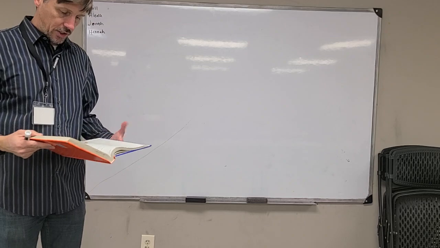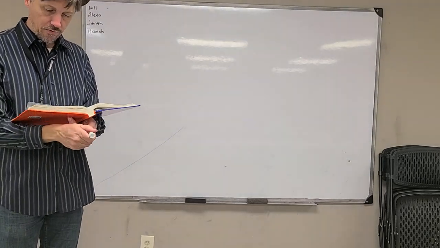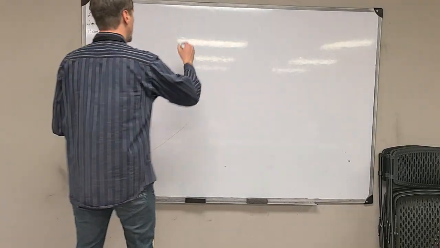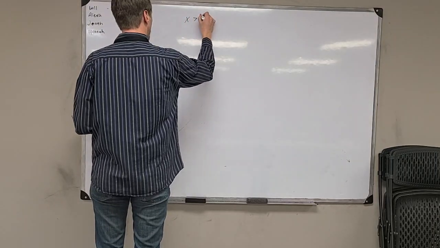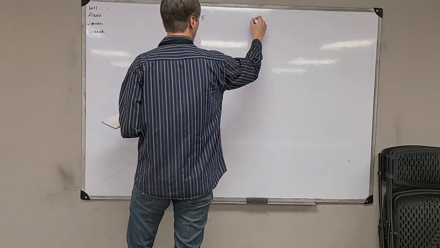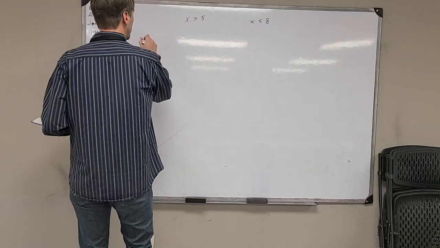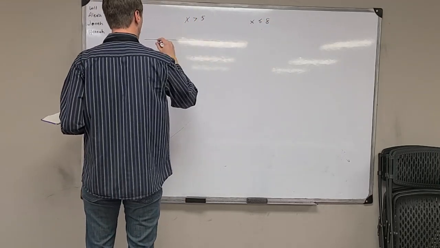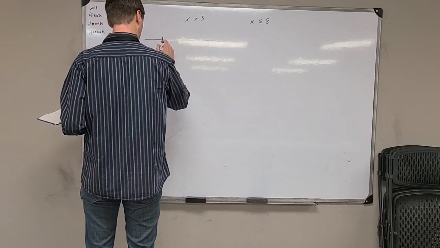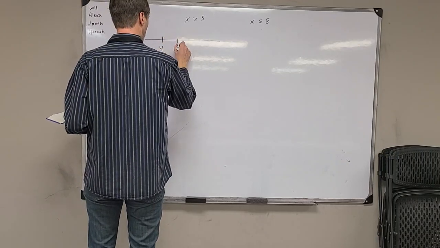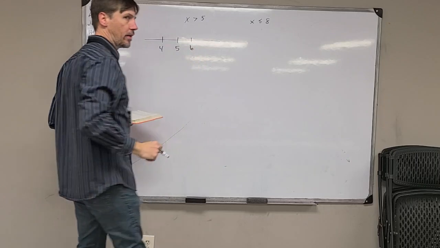Let's talk about conjunctions. So we've had problems like this, and I think you had it on the last test. So we might graph something that looks like this, or maybe we'll graph something that looks like this, right? So if I have a number line like this, and I ask you to graph x is greater than 5, how would I graph that?